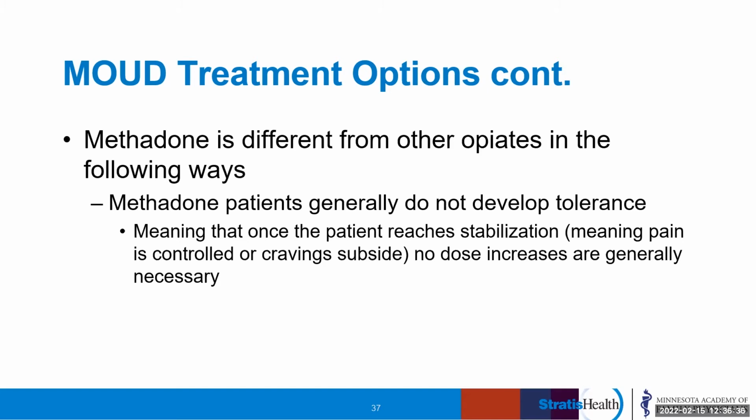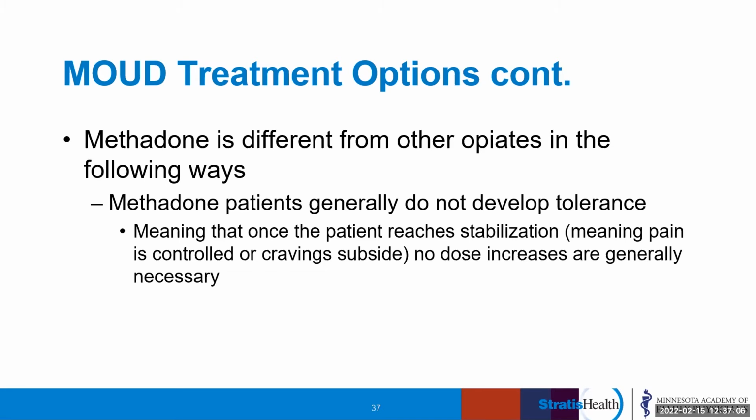And one of the very interesting things about methadone is that people generally don't develop tolerance to this. It's one of the few full agonist opioids where, if a patient reaches a stable dose, if we think about patients in a methadone clinic, which in many of these cases will be 60 or 80 milligrams, the pain will be controlled and the cravings will subside, but you're not going to have to increase that dose, because patients aren't going to suddenly come back and say it's not working for the pain anymore.